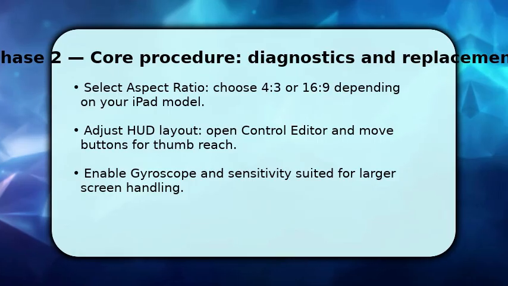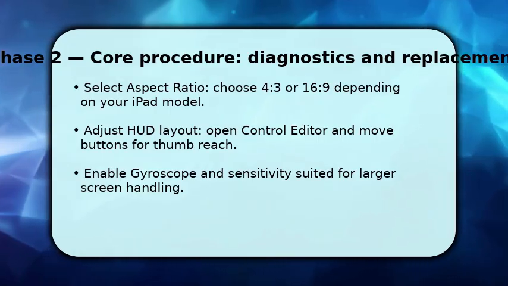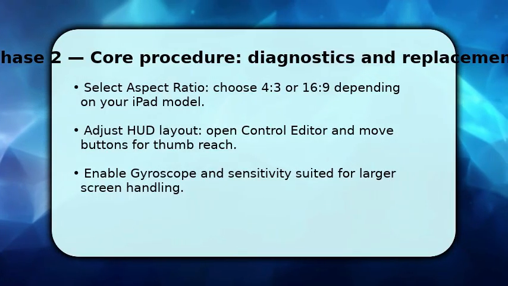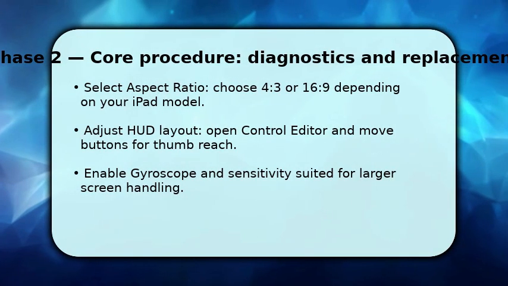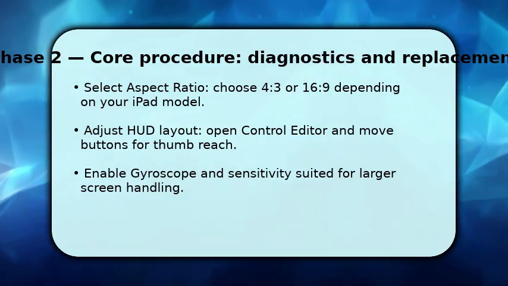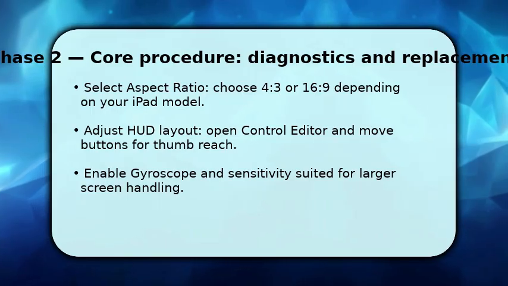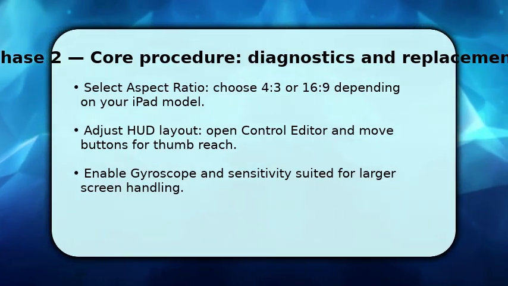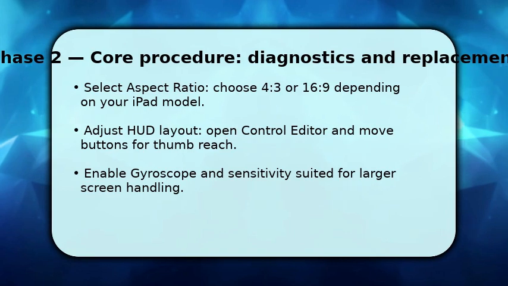Once selected, open Control Editor and drag buttons outward. Larger screens need slightly bigger spacing so you don't misstep. Then, enable gyroscope and set sensitivity lower than phone defaults because movements scale differently on an iPad. Save the layout and test in a training match. This middle phase tunes ergonomics and aim behavior for tablet play.